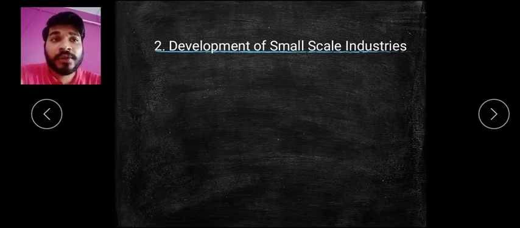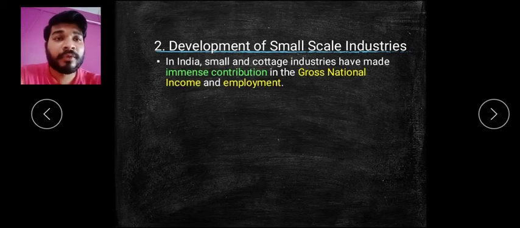Okay, so if there is development of it, what will happen? Because these people's income is more, they give more amount of things. So here in India, small and cottage industries have made an immense contribution. Immense means plenty, large, gigantic. This is the meaning of immense. So gigantic contribution means a lot of contribution. Where did it come from?